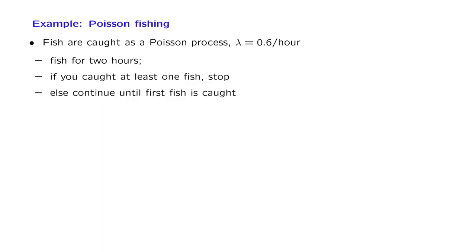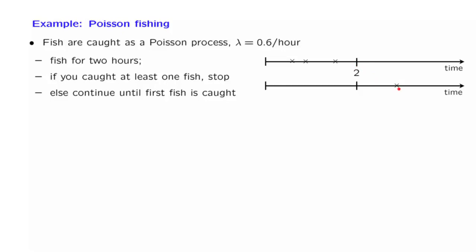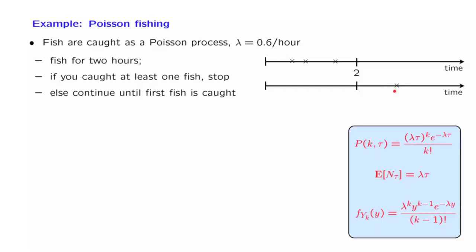You will fish for 2 hours no matter what. And if during those 2 hours you have caught at least one fish, then you stop. As in this scenario, in which you have caught 3 fish during the first 2 hours and then you stop. Otherwise, you will continue until you catch one fish, and at that time you will stop. We will answer a few questions, and we will write down the answers to these questions in terms of the notation that we have introduced, and here for reference we have all the formulas that we have developed so far.